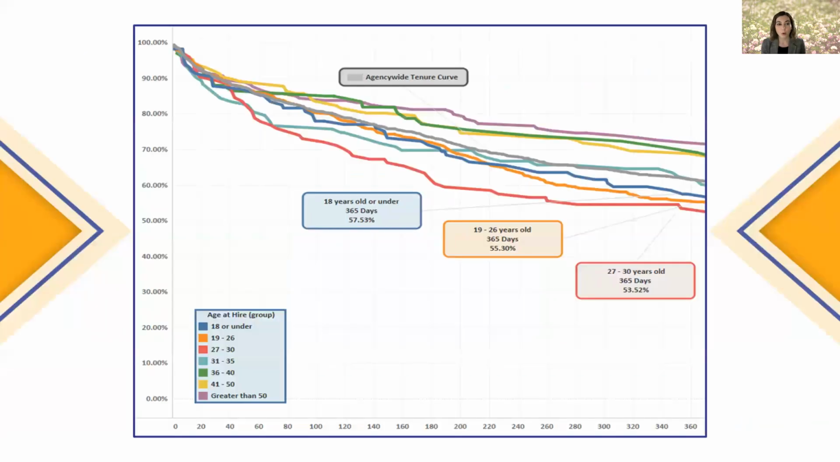So here's an example where we took the age at hire into consideration when evaluating it against the agency-wide tenure curve. Here, the agency-wide tenure curve is this gray one, kind of hidden here in the mix. But what we were able to do is identify which groups are falling below this curve. And as you can see, it's typically the folks that are under 30. So that led us to ask the question, what's going on here with these groups? And we were able to then use the qualitative information to better understand why this was happening.